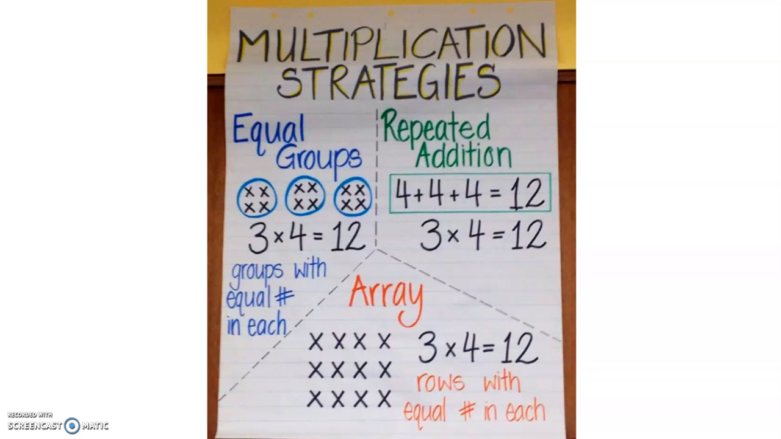You can do your equal groups. Like this one is 3 times 4 equals 12. You can do repeated addition, which is 4 plus 4 plus 4 equals 12. Or you can create an array. So if you get stuck on some of your multiplication facts, like the 7s are kind of hard for me, you can have these strategies to figure it out.